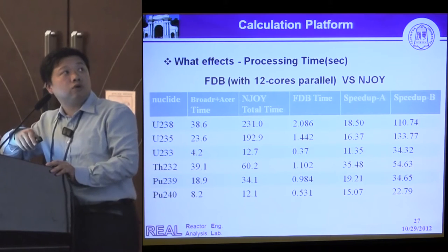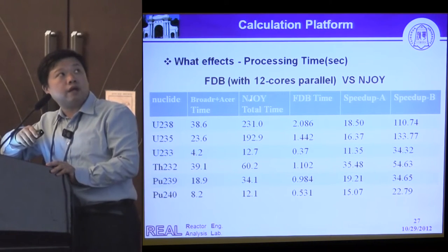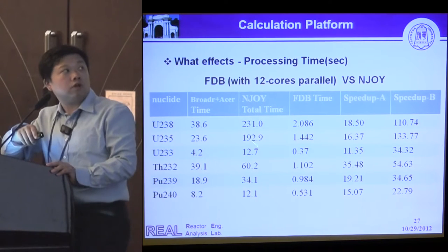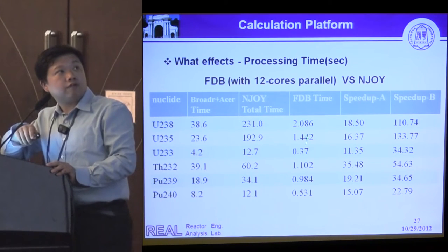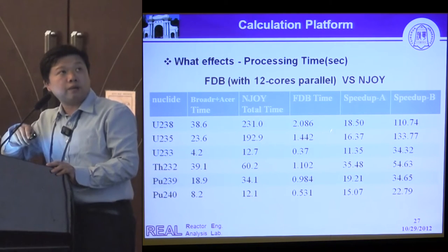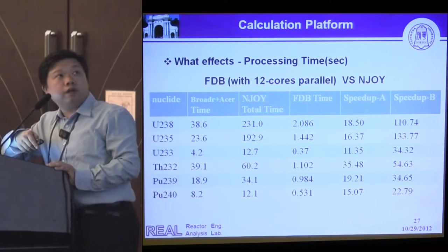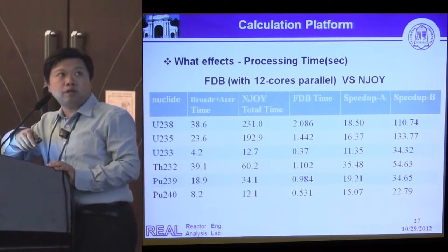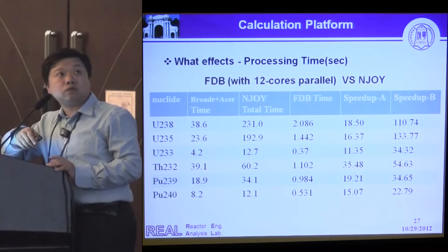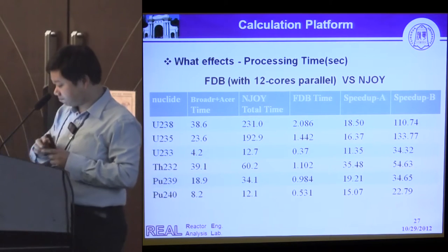This table shows the calculating times between NJOY and the XSP faster Doppler broadening. This column shows the calculating times for NJOY, and the fourth column shows the calculating times for XSP. We can find from this table the XSP has a very large speed-up ratio.